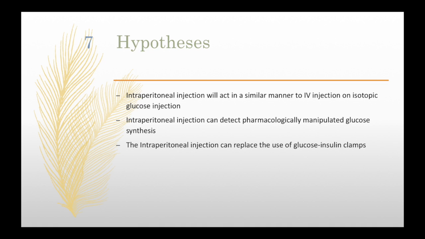The main purpose of the study was to observe if an intraperitoneal injection of a bolus would act in a similar manner to an IV injection of that same bolus. Two boluses used were the isotopically labeled glucose as well as pharmacological agents, which we will talk about in a bit. The final purpose of the study was to see if an intraperitoneal injection of a bolus, along with a mathematical computing model, could replace the use of a glucose insulin clamp in determining an individual's glucose metabolism as well as an individual's insulin sensitivity.